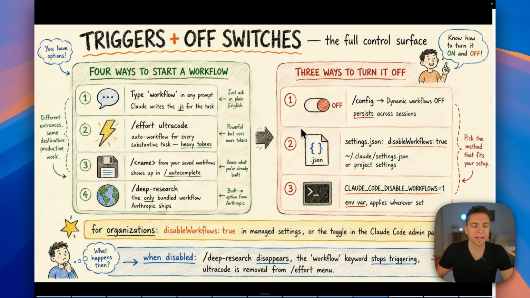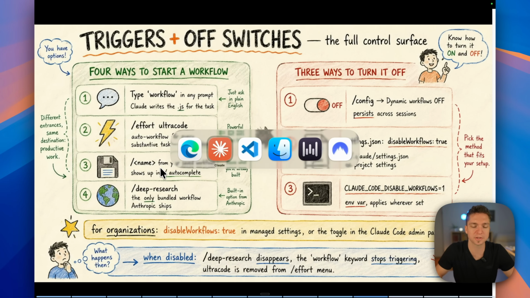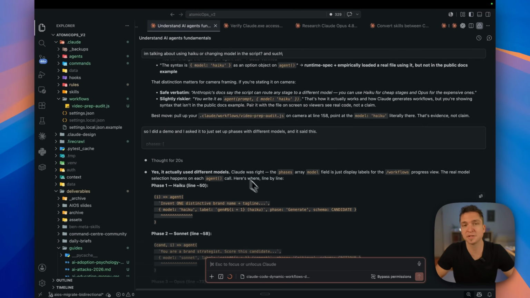We've already spoken a little bit about triggers during our practical workflow. There is effort ultra code, in which case it will go into an auto workflow for every substantive task. I wouldn't necessarily take this approach though. You then also have your saved workflows. Those will be saved inside Claude Code, but also if you're in VS Code, workflows still works perfectly fine.